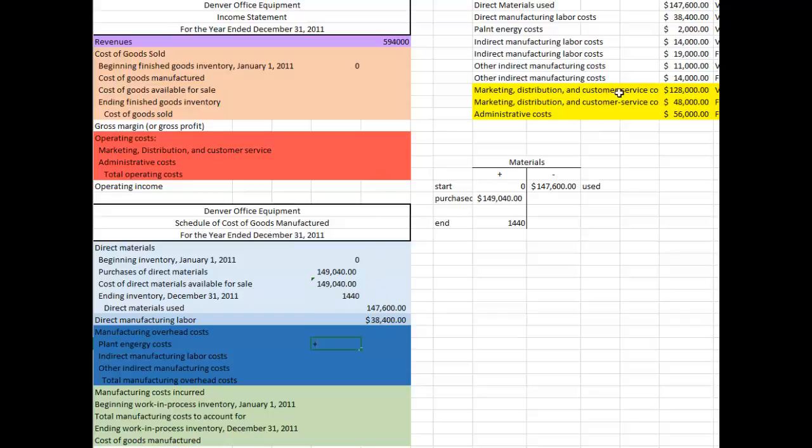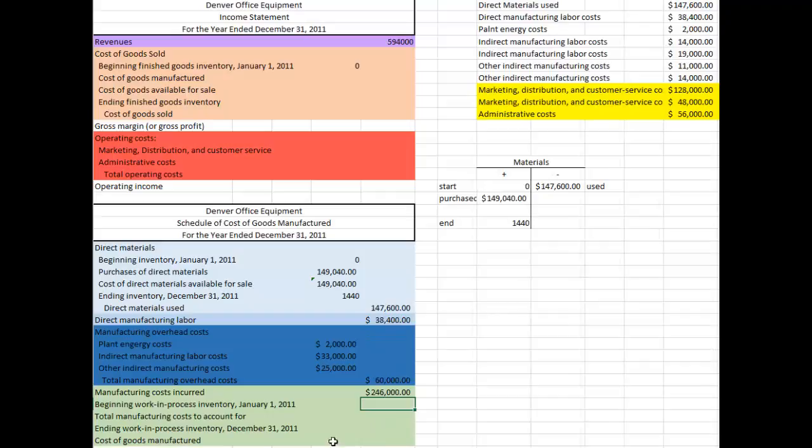So the plant energy costs, $2,000. My indirect manufacturing labor costs, now watch, I'm going to combine both of these, both the variable and the fixed, because for the purposes of the cost of goods sold, I don't really care if they're variable or fixed. They both go into the calculation. I do the same thing with the other indirect manufacturing costs. And so here are my overhead costs. I add all 3 of those together to get 60,000. So my total manufacturing costs incurred for the year are my material costs, my labor cost, and my overhead. So 246,000.